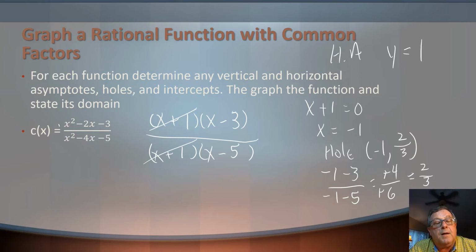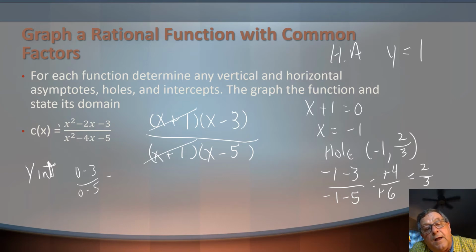All right, let's see. What about the intercepts? Let's just do, for the fun of it, the y-intercept first. All I have to do is use my remaining factors. So I'm going to set x equal to 0 in both my remaining factors in my numerator and denominator. So I'd have 0 minus 3 over 0 minus 5. And so I've got -3 over -5, but those two negatives are going to cancel. And so I've got a y-intercept at 3/5.